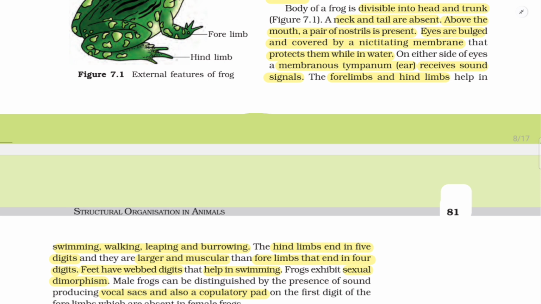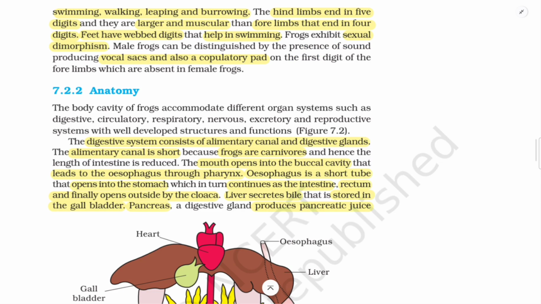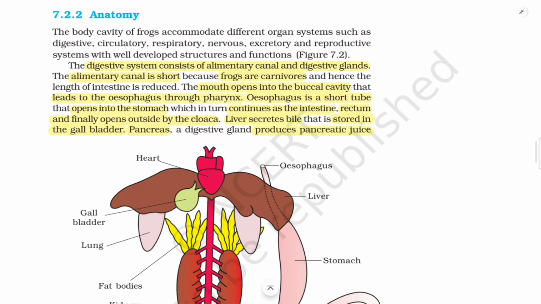The forelimbs and hind limbs help in swimming, walking, leaping and burrowing. The hind limbs end in 5 digits and they are larger and more muscular than forelimbs that end in 4 digits. Feet have webbed digits that help in swimming. Frogs exhibit sexual dimorphism. Male frogs can be distinguished by the presence of sound producing vocal sacs and also a copulatory pad on the first digit of the forelimbs, which are absent in female frogs.